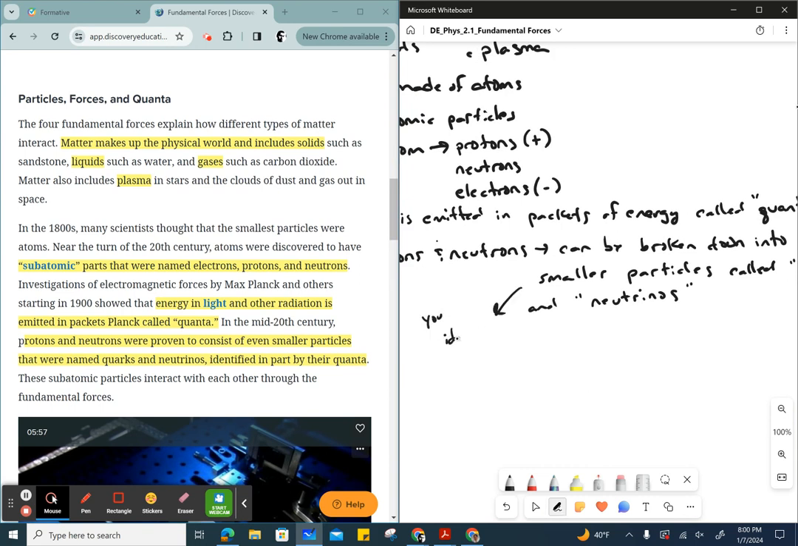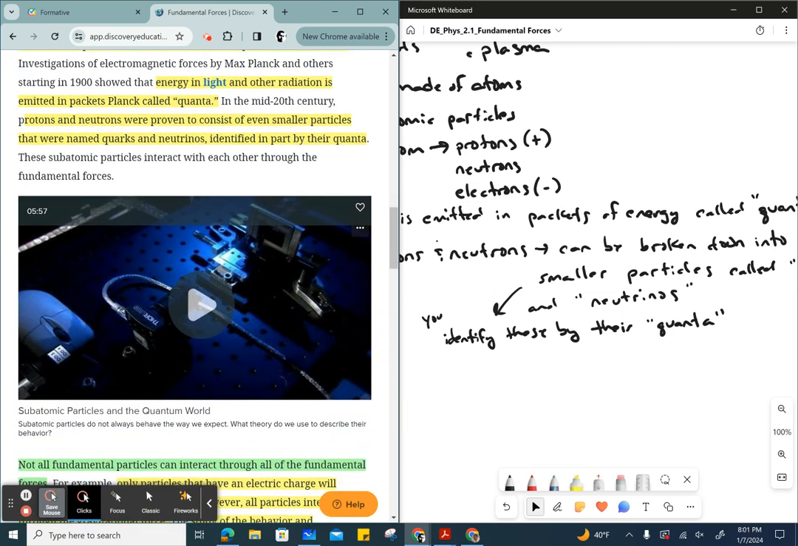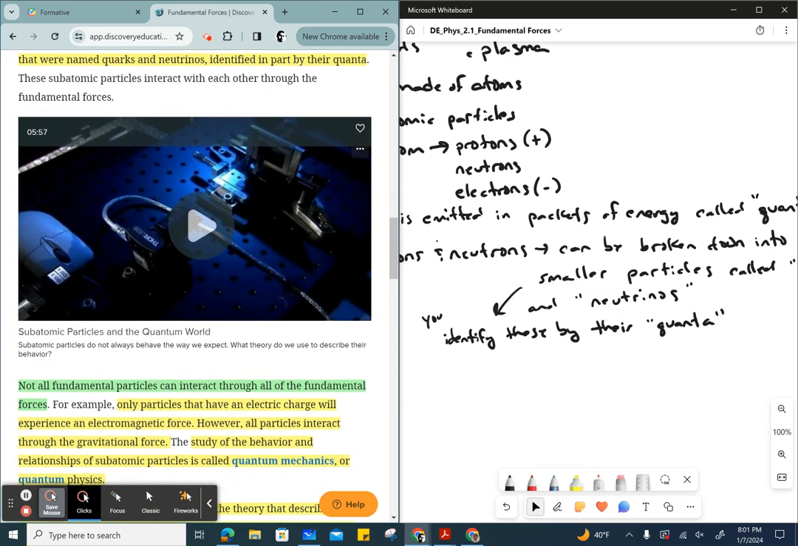You identify these by their quanta. Okay? All right. Now, I just want to remind you, this is just a survey. This is just an overview of the things that you're going to be getting in the next couple of chapters, okay? So moving on, make sure you watch the videos. The videos are designed to shed more light on some of the reading that you're doing.